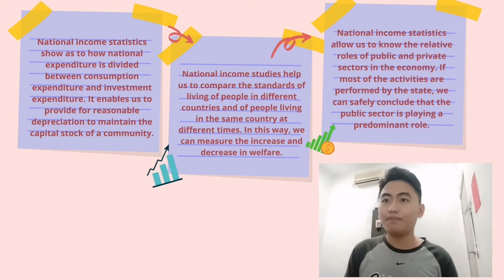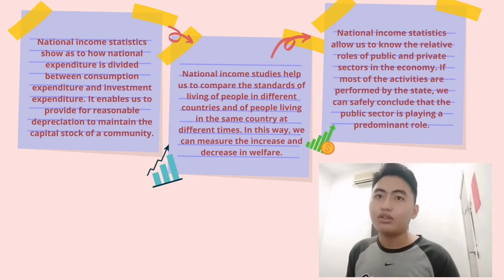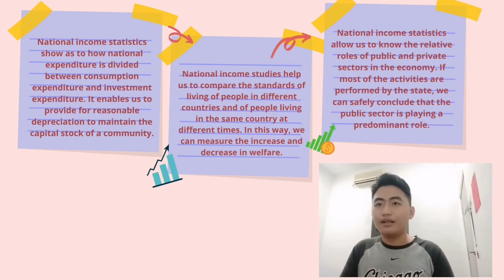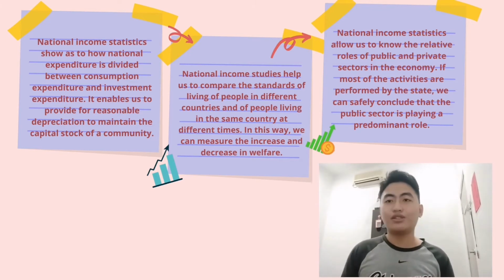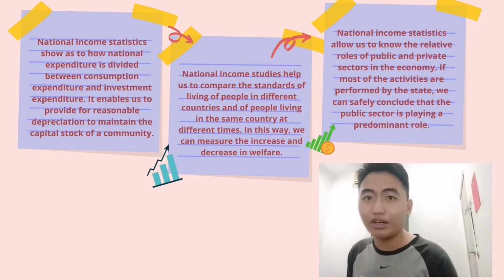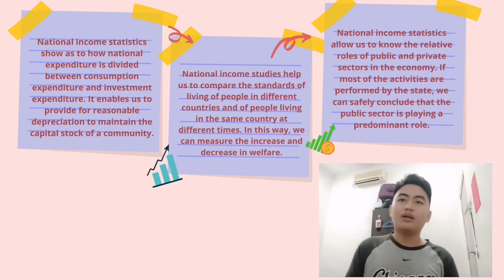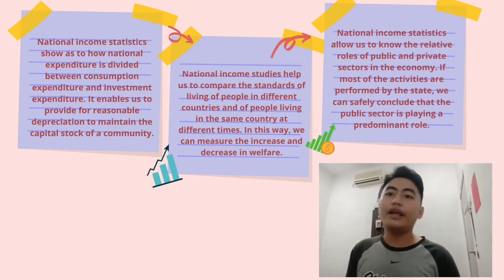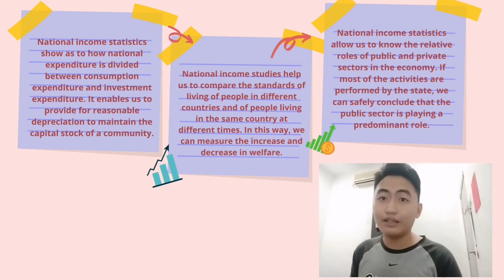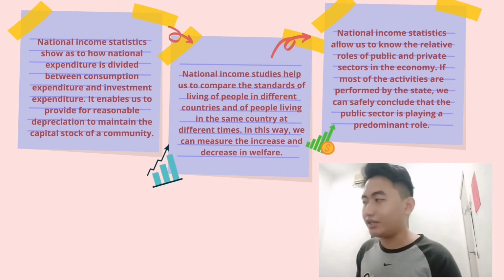countries, and also people living in the same country at different times. So in this way, we can measure the increase and also decrease in welfare. For example, countries such as the United States, United Kingdom, and also Japan are considered to have a high standard of living because these countries recorded high national income. But on the other hand, countries like Vietnam and also Myanmar have a low standard of living because of the low national income recorded by their countries.